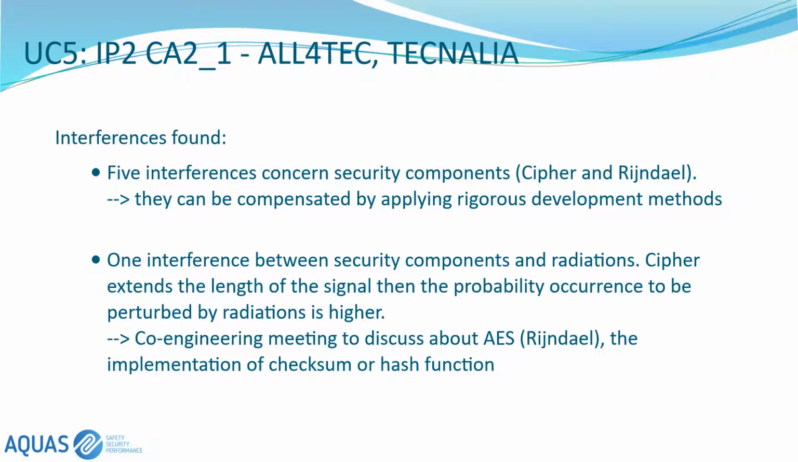Indeed, the use of a cipher extends the length of the signal to be sent to Earth, and the longer the signal is, the higher is the probability of it being perturbed by radiations. A co-engineering meeting is needed to discuss the Rijndael algorithm and the possibility to implement a checksum or hash function to mitigate the risk.